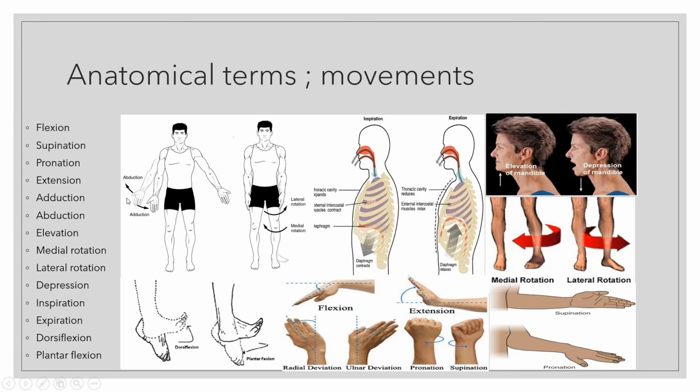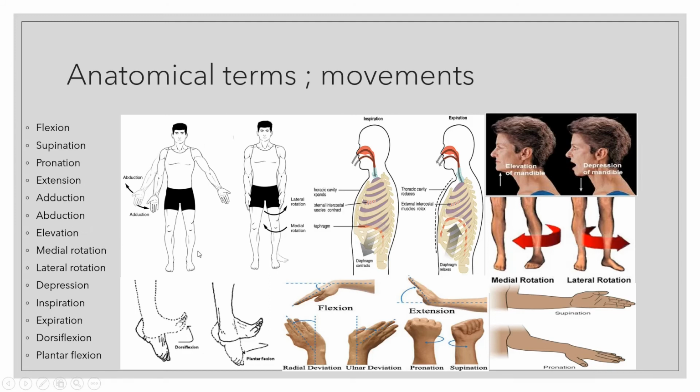Adduction and abduction. Adduction is basically adding something to your body, so you would move towards your body. And abduction means something which is lost, like kidnap or something, right? Which means that it's taken away from your body, so you take the arm away.